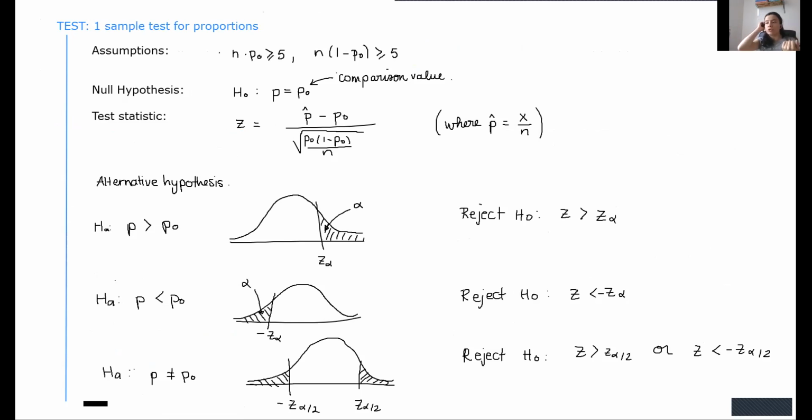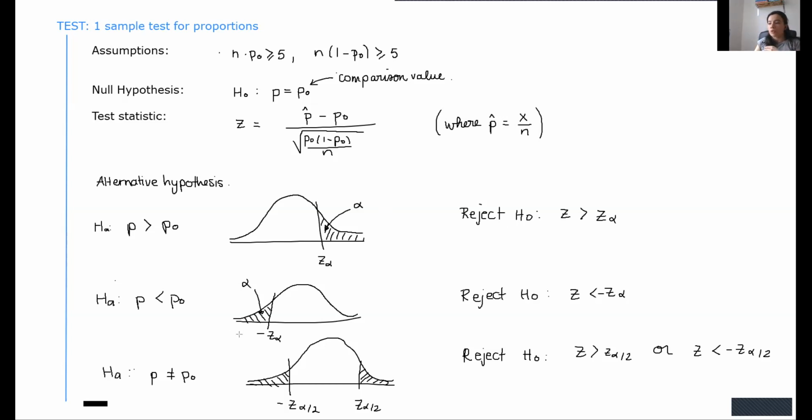We can do the same thing for proportion. So maybe I want to show that more than 33% of Canadians voted for conservatives. Then I'll take a sample and I'll try to show that more than 33% of Canadians voted for conservatives. So when would I have enough evidence to say that? That would be if I had a large enough result, a large enough proportion.